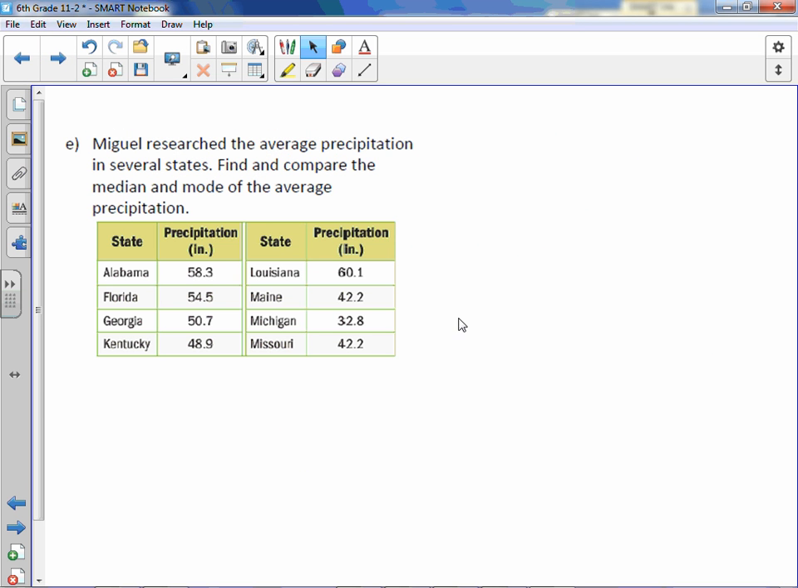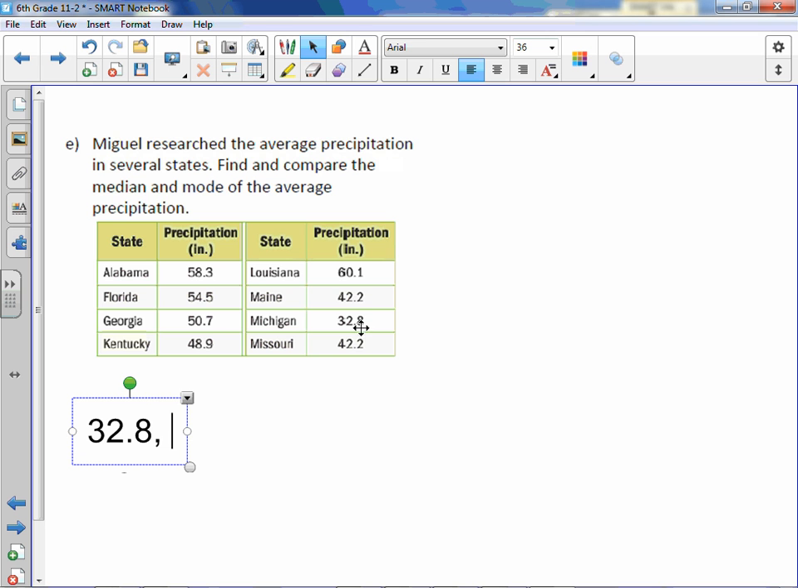Letter E. Miguel researched the average precipitation in several states. Find and compare the median and mode of the average precipitation. Okay, so we've got 8 numbers here. First thing we need to do is order the data from least to greatest. So it looks like our smallest number is 32.8. We'll start there.